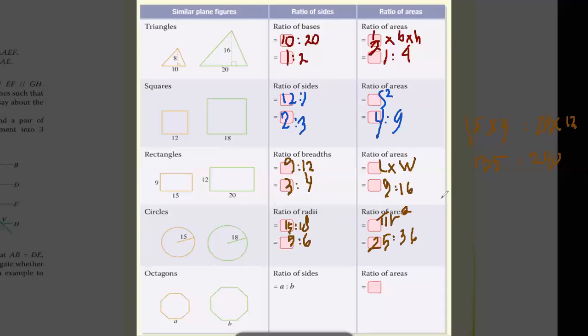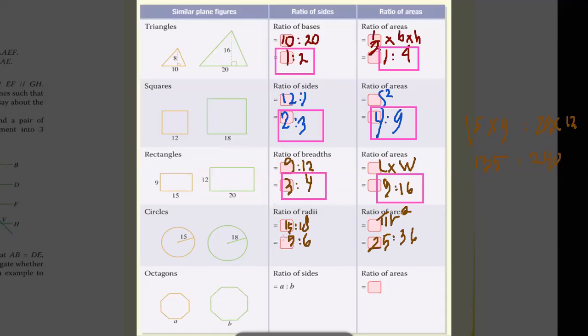Okay, after we do this activity, you're gonna make the conclusion. The ratio of the side is 1 to 2. If you already know the ratio of the side, the ratio of area becomes 1 to 4. If the ratio of the side is 2/3, it becomes 4/9. 3/4 becomes 9/16. Anyone already realize? It's the square of the ratio. Good, Nathan. So if you already know the ratio of the side, you can find the ratio of area without using the formula. You can just square the ratio of side.